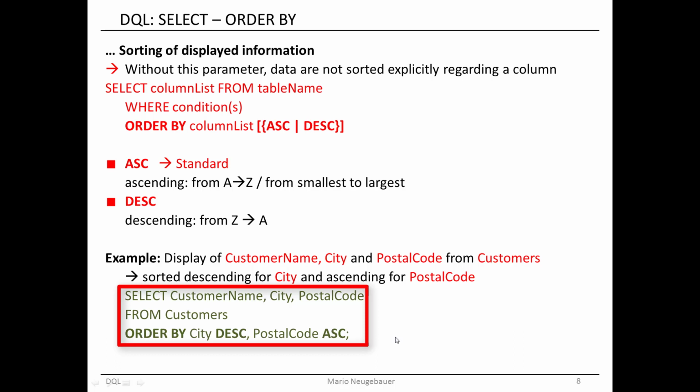The statement for this case looks like that. We have the SELECT, then after the SELECT, the naming of the columns, customer name, city, postal code, from the table customers, of course, and then we add this ORDER BY city descending from Z to A, and for the postal code we want to make it ascending from smaller to larger postal codes. Let's have a look at our online database, how that works.